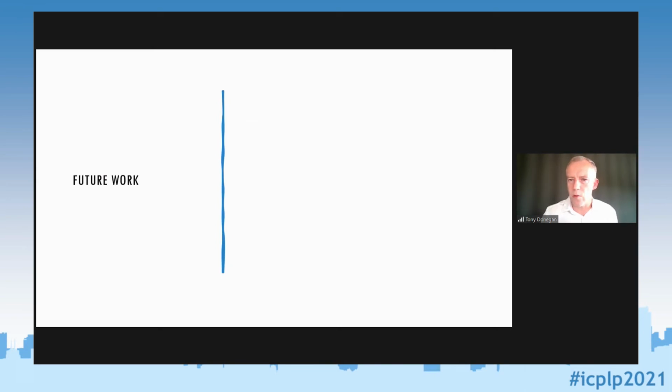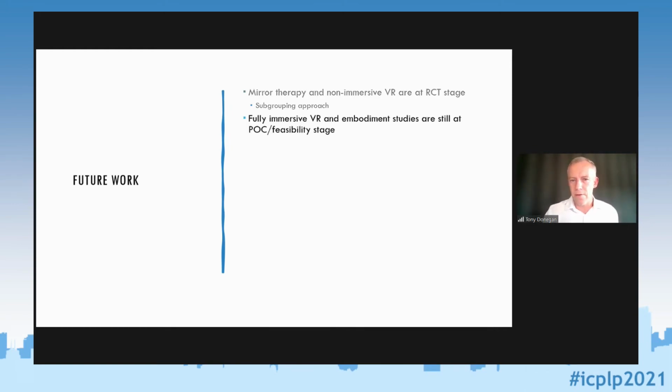So future work, where are we going with this? I think mirror therapy and non-immersive VR are probably a step ahead. We have RCT evidence. It's slightly contradictory, and we may need to start taking more of a subgrouping approach and starting to see if we can identify certain subgroups that will respond better. For fully immersive VR and embodiment studies, we're a step behind. I think we're still at the proof of concept and feasibility stage, because hopefully, as I've outlined, there's not a lot of information out there.